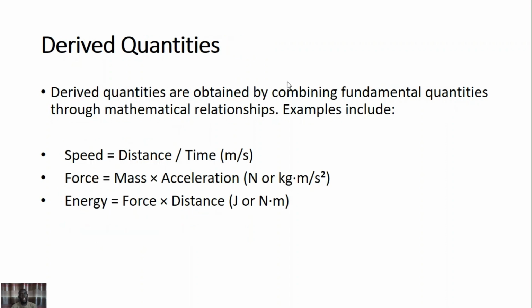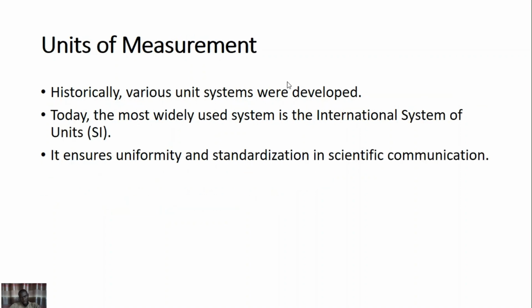On the other hand, derived quantities are usually obtained by combining fundamental quantities through mathematical relationships, and the examples are given below. Okay, speed is an example, and it's gotten from distance and time. Force is an example of derived quantities, and it is gotten from mass and acceleration. Energy is gotten from force and distance.